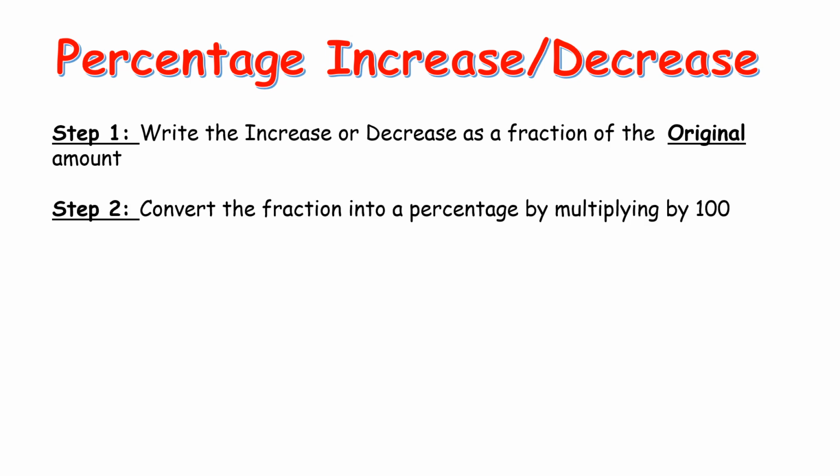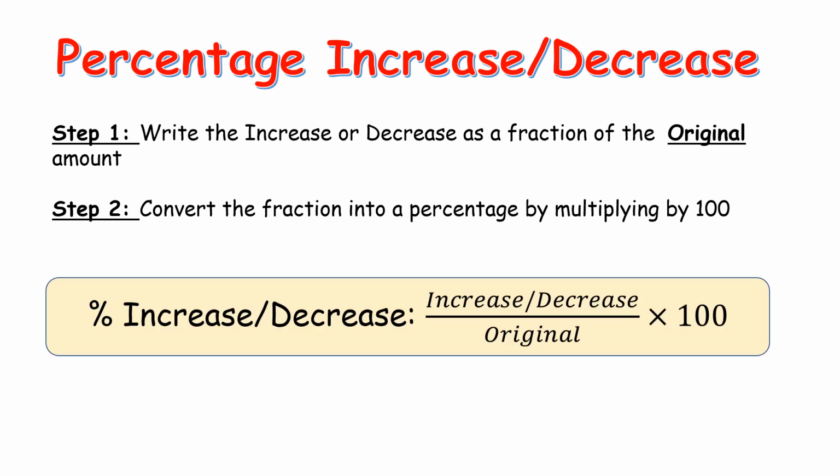And then the second thing we're going to do is change that fraction to a percentage by multiplying it by 100. The reason we have a formula for this is because often students get confused about what to put the increase or decrease over. They know they have to make a fraction, they know they have to multiply by 100, but what they struggle with is what that fraction is. So it's always over the original amount. We put the increase or the decrease over the original amount and then multiply it by 100.